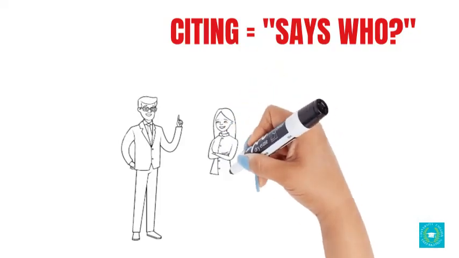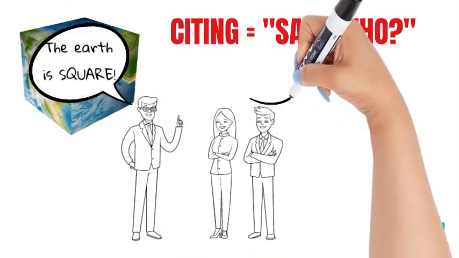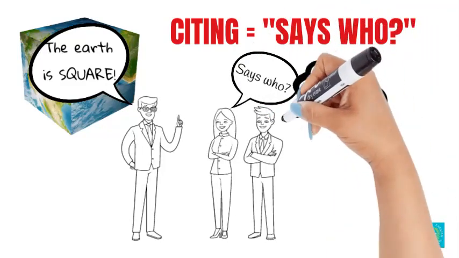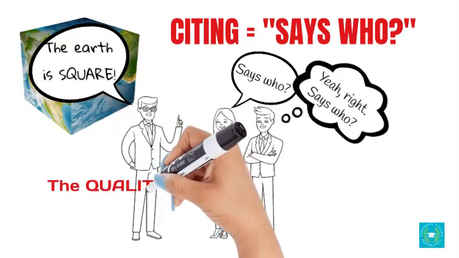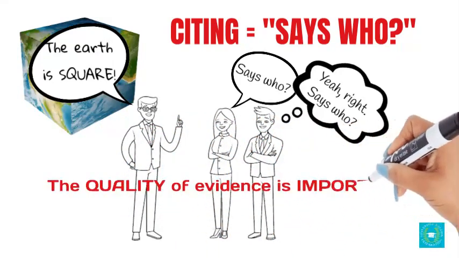Citing is the says who of research. As you get into doing more and more research, you'll find that as long as there is researched evidence, you can say almost anything. This is why it's critical to remember that the quality of your evidence is important.